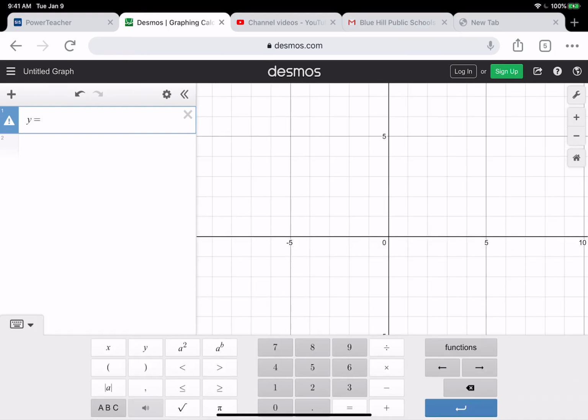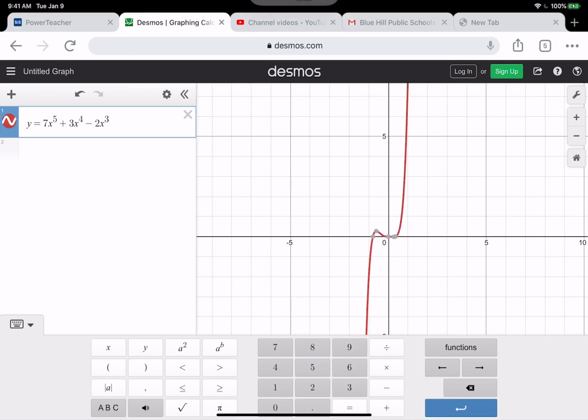Y equals. Okay. Would somebody want to read it to me? What was that function at the top? 7x to the 5th plus 3x to the 4th minus 2x to the 3rd plus 2x plus 1. Okay.